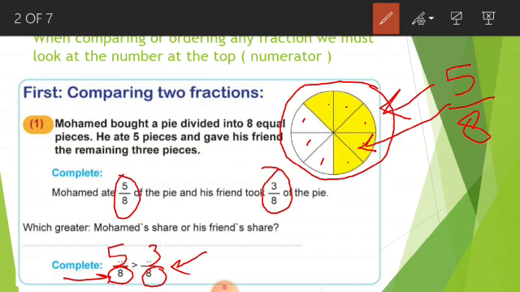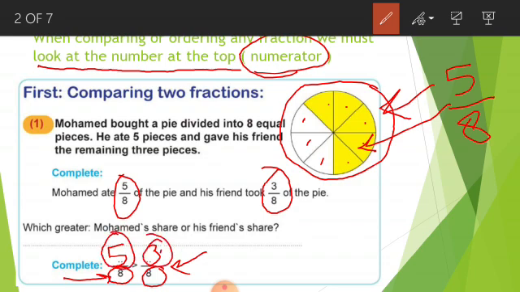يبقى here عندي نفس النمبر at the bottom, at the denominator. I will compare the numerators. طب وده اللي قلنا في الأول. We look at the number at the top, at the numerator. طيب which is greater, 5 or 3؟ 5 is greater than 3. يبقى محمد's share is greater than his friend's share.